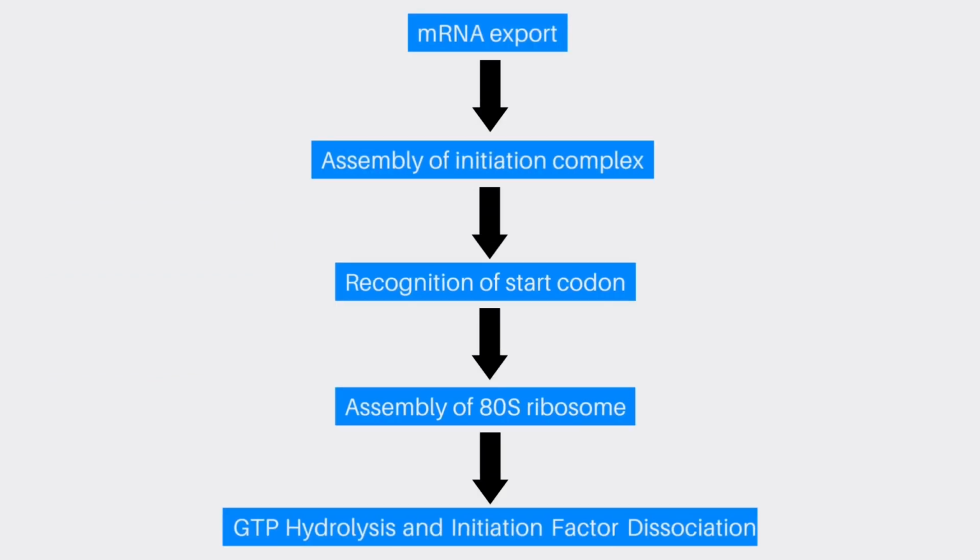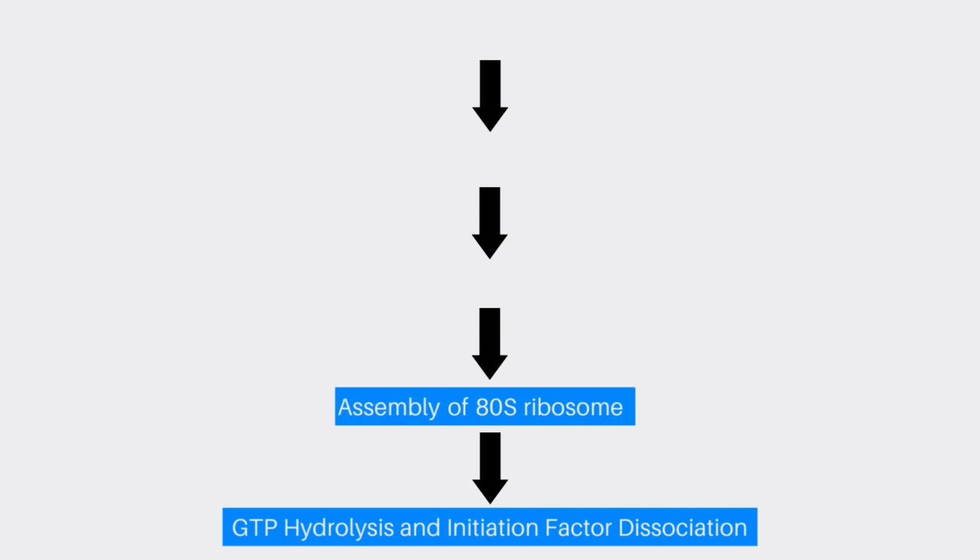Firstly, the mature mRNA is transported from the nucleus to the cytoplasm. Next, there is assembly of the initiation complex. After that, it will recognize the start codon. Then, there is assembly of the ribosome. And lastly, the GTP hydrolysis and the initiation factor dissociation.